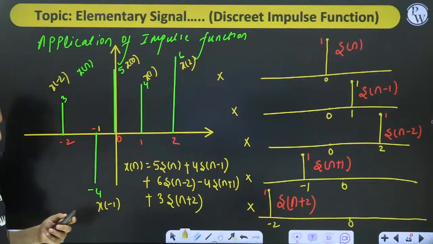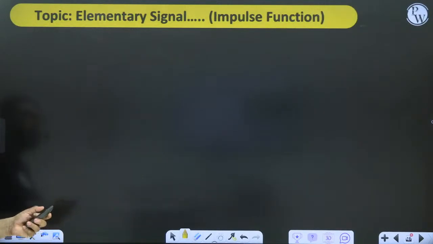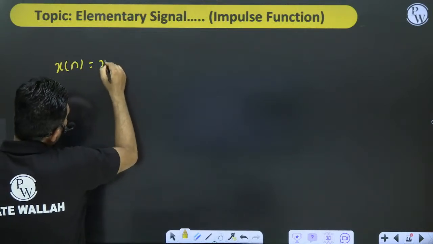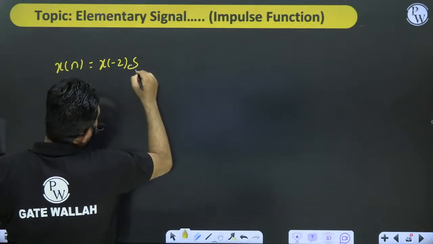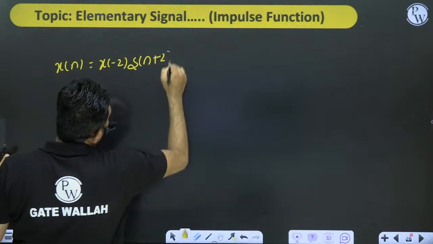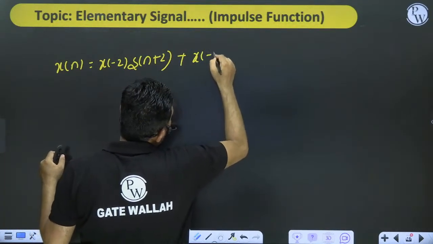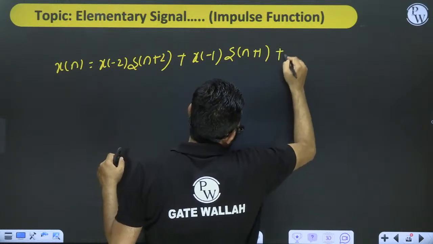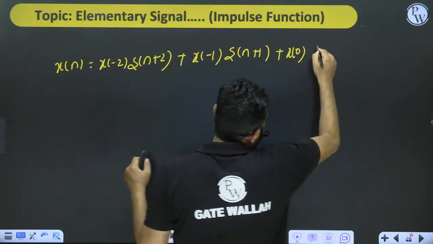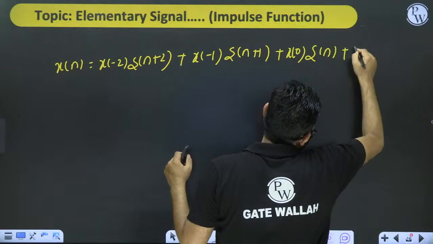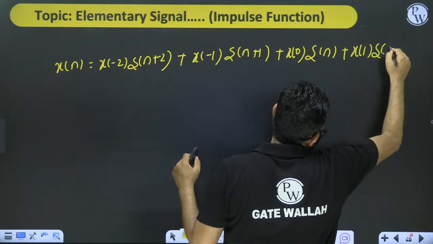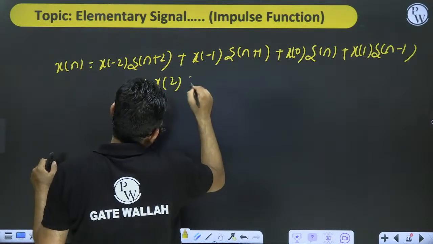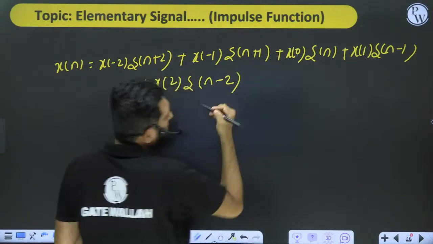This means that x[n] can be written as x minus 2 delta n plus 2, x minus 1 delta n plus 1, x0 delta n plus x1 delta n minus 1 plus x2 delta n minus 2. That's what the meaning is.